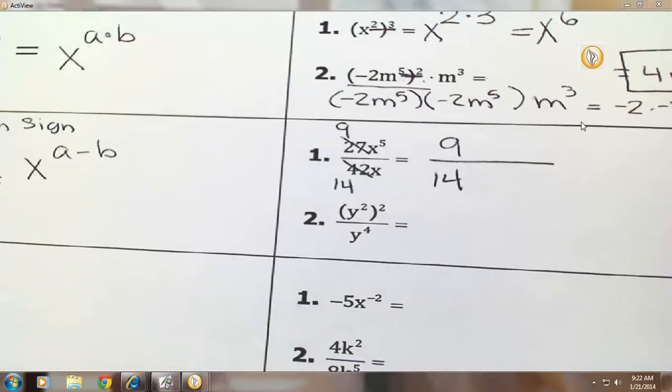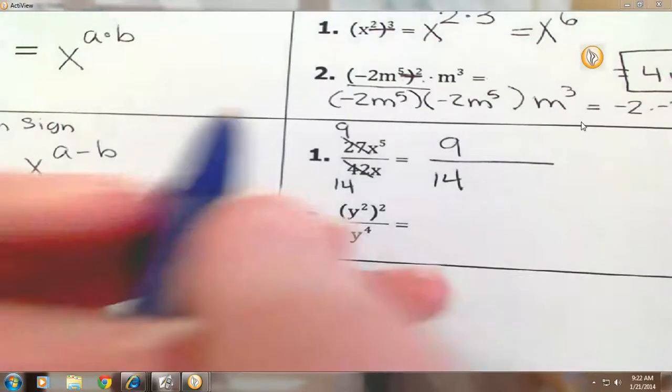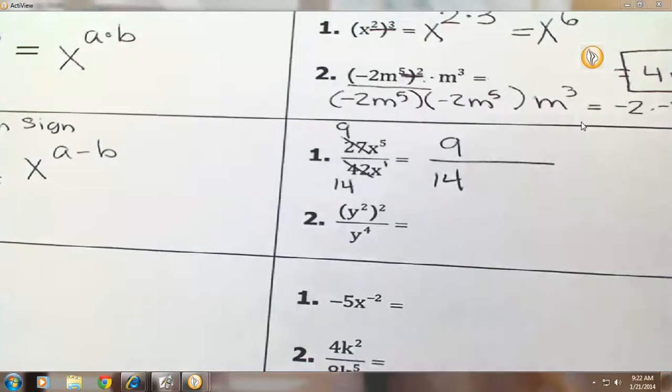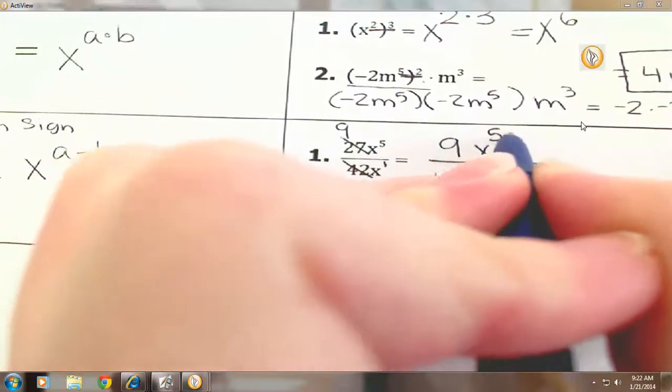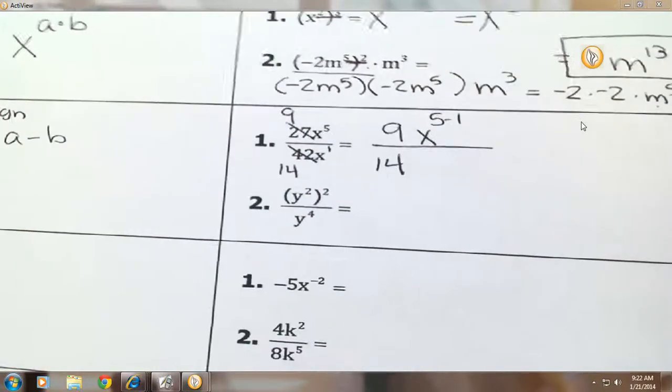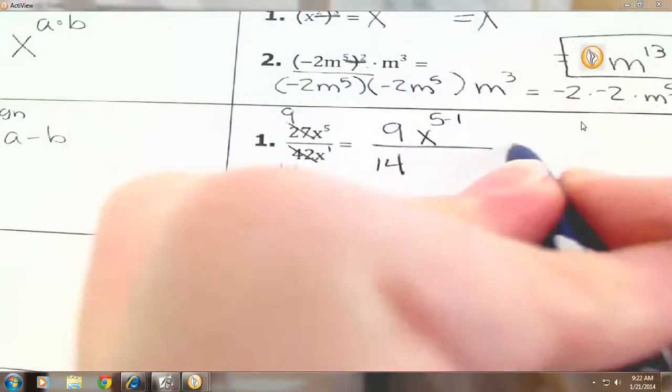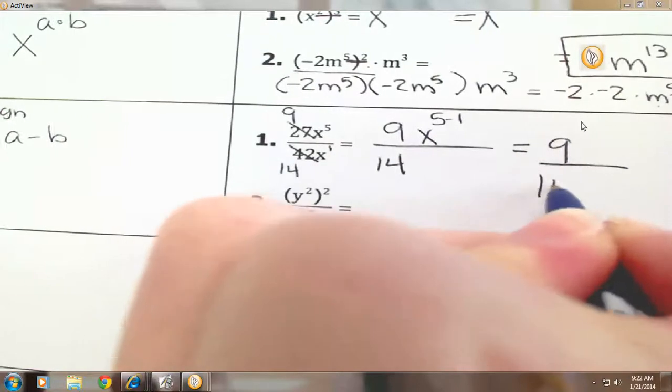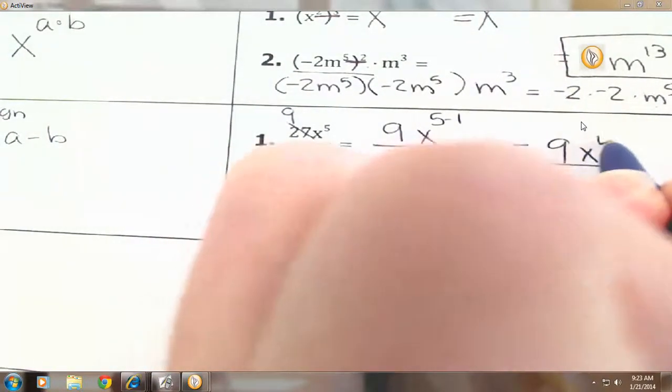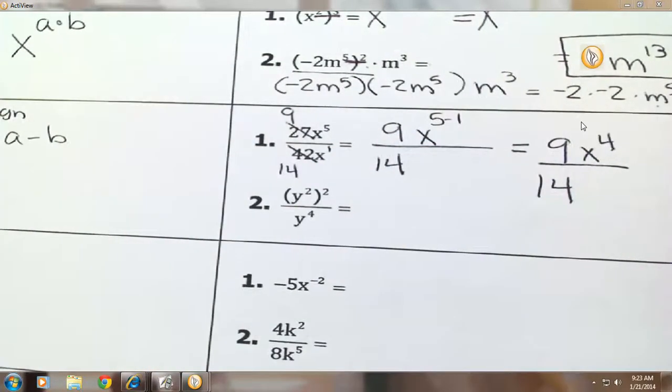What do we do to our exponents on the x's? Subtract. We have a division, so we're subtracting. It's going to be x to the 5 minus 1 power. Well, what is 5 minus 1? 4. So we have 9 over 14 x to the 4th power. And that would be in the numerator.